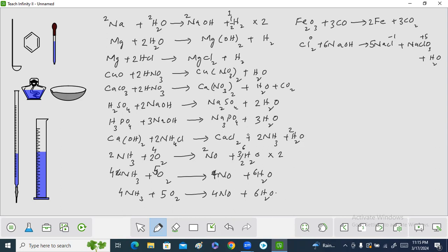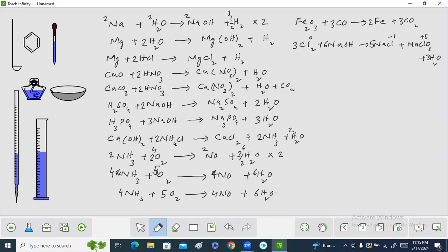And now 5 plus 1, 6 chlorine. So we can put 3 here. Now these numbers are fixed. Now just look at the rest of the elements. Now there are 6 hydrogen and you can put 3 here and oxygen is automatically balanced. So this is the balanced chemical equation.